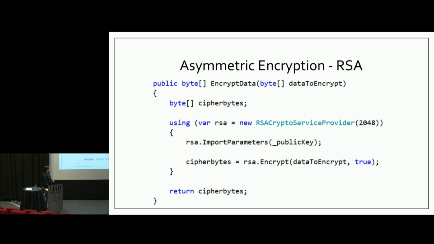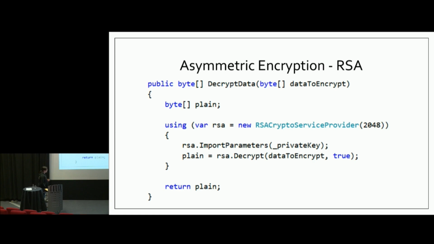Okay, so to encrypt some data, we have our encrypt method, and we pass in our data, again as a byte array. And then we construct the crypto service provider object again, passing in the length of the key we want. We import our public key, and then we just call rsa.encrypt, passing in that data, and then again we get a byte array back out the other side. To decrypt, it's fairly similar. So we pass in our data as a byte array, construct the object, import the private key this time, because we're decrypting the information, then call rsa.decrypt, and then we get the original plain text back out the other side.